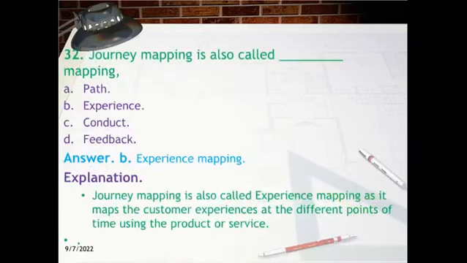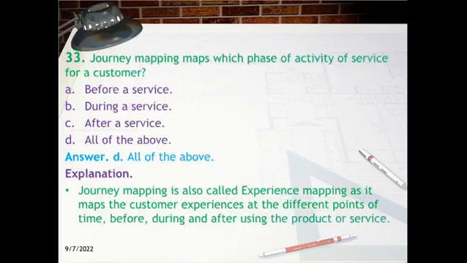32. Journey mapping is also called: A. Mapping. B. Path. C. Experience. D. Conduct feedback. Answer: B. Experience mapping. Explanation: Journey mapping is also called experience mapping as it maps the customer experiences at the different points of time using the product or service.